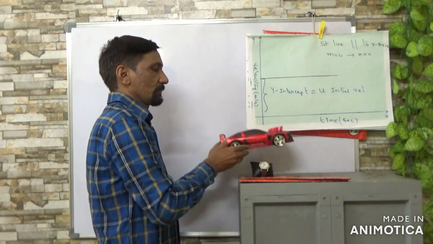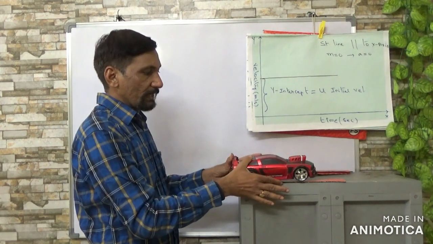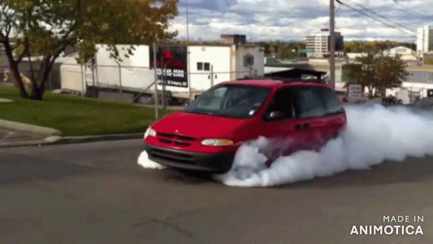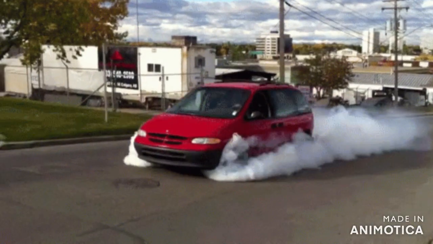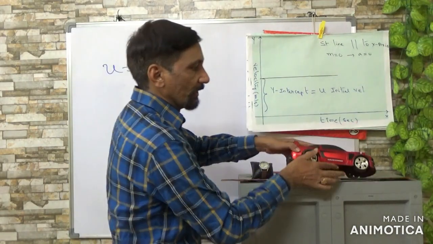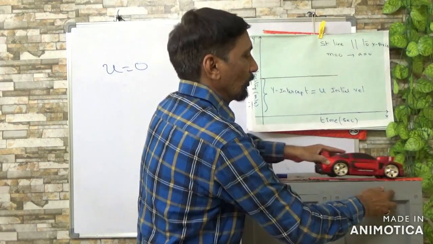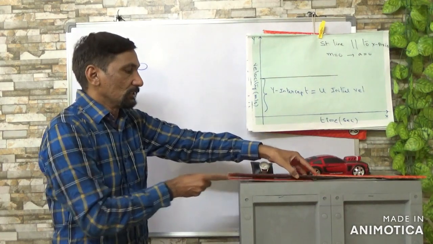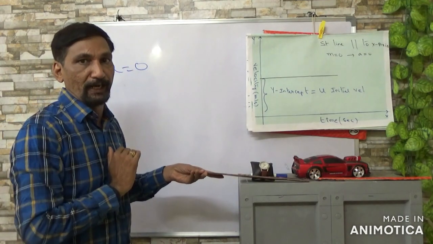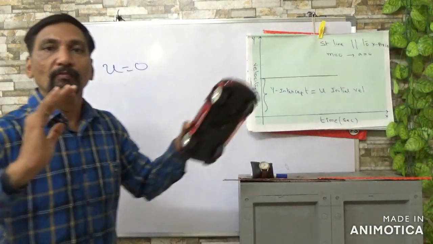Now suppose this car covered some distance, say 40 kilometers in 1 hour. In the next hour also, let us suppose it covered 40 kilometers. Next hour is also 40 kilometers. So what do you notice? Equal distances are covered in equal intervals of time. That is nothing but you can say it is maintaining uniform velocity.